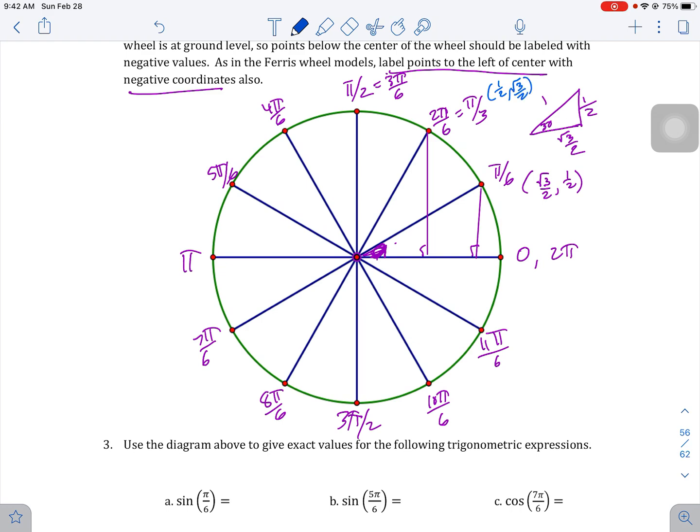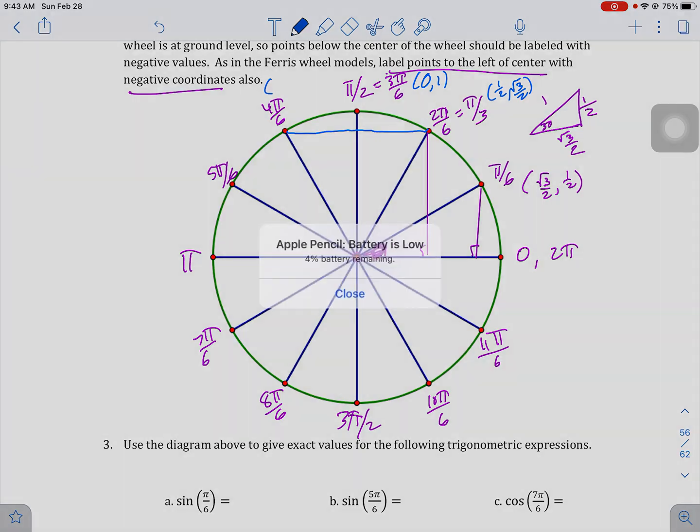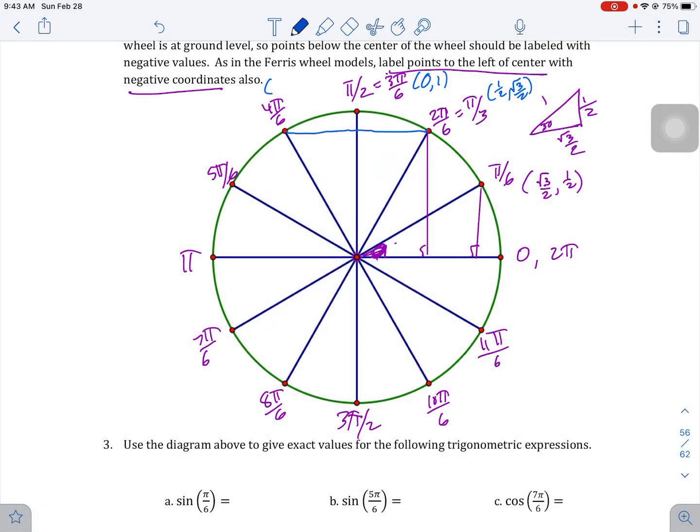And then it's different in the case of pi over 2 because x is 0, y is 1. But when we look at 4 pi over 6, we can see that the height is the same. So the y value is the same. The x value would be negative. So here we can represent, as negative square root of 3 over 2, a half. Same thing on 5 pi over 6. Note that the height is the same. So this one is negative square root of 3 over 2, a half. Pi is at negative 1, 0.